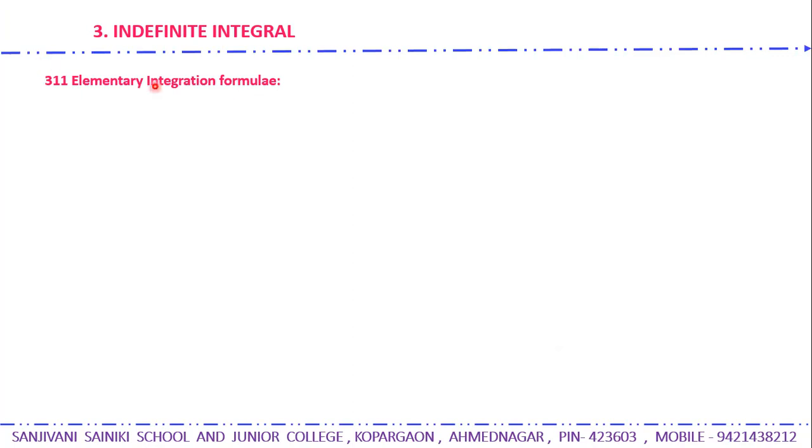Now let us study the elementary integration formulae. Okay, now you know that d by dx of x raised to n plus 1 upon n plus 1. What is the derivative of this? N plus 1 is a constant, so we can take it outside. What will remain? X raised to n plus 1. Its derivative is n plus 1 into x raised to n plus 1 minus 1, so we get n plus 1 x raised to n upon n plus 1.